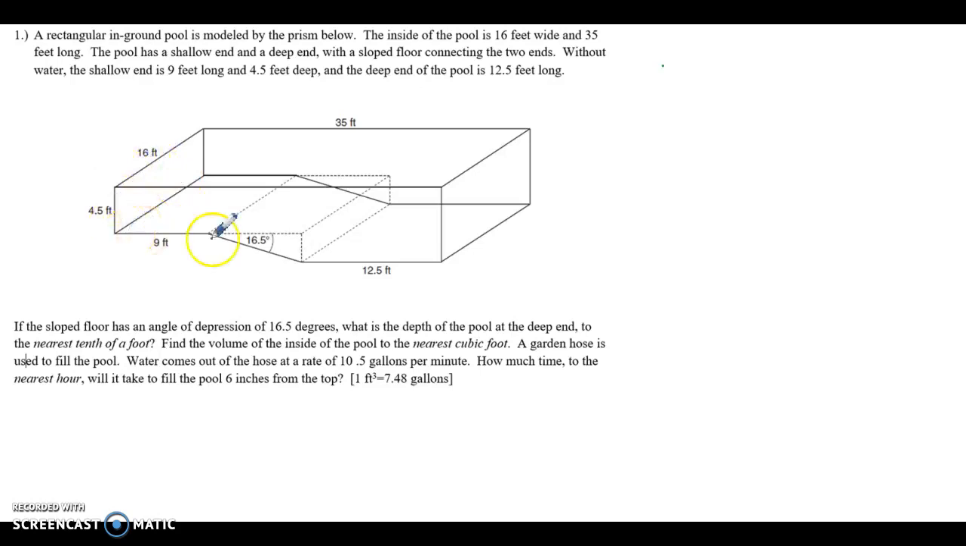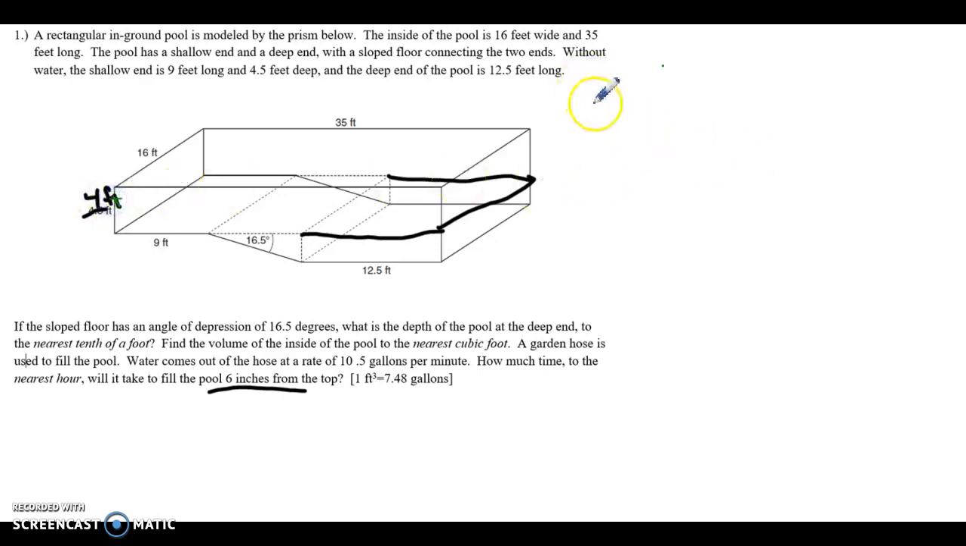So we're going to start by breaking up this pool into a few shapes that are easy to find the volume of. I'm picturing this pool, if I extend that shallow end, and so I would have a big rectangular prism on the top there, and I would find the volume of that first. Just pay attention because in the end it says we're only filling the pool to 6 inches from the top. So instead of using 4.5 feet here, I'm just going to use 4 feet.